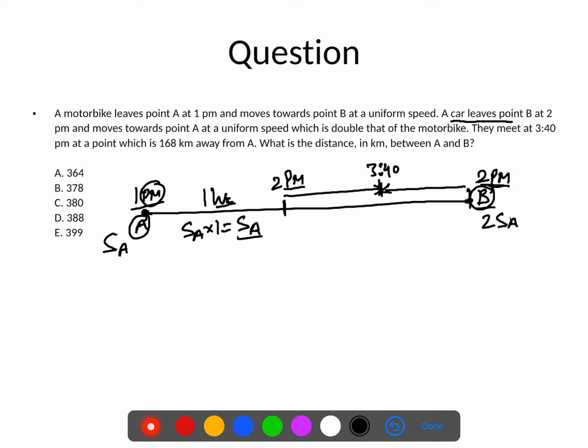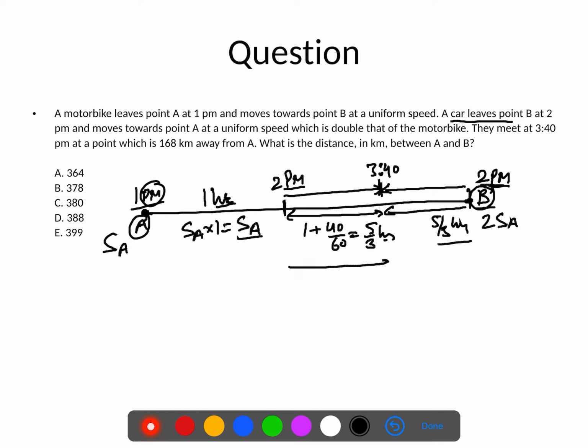Okay, 340 means both of them traveled for 1 hour 40 minutes. So 1 hour plus 40 minutes, we will convert minutes to hours. So that becomes 5 by 3 hours. So both of them traveled for 5 by 3 hours before the meet.